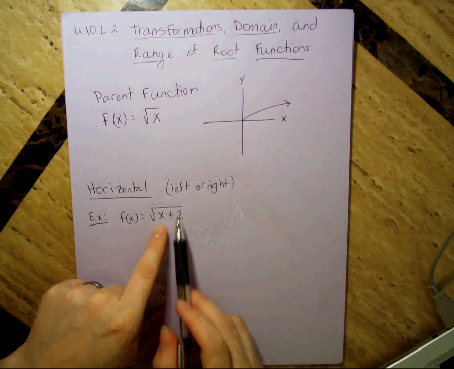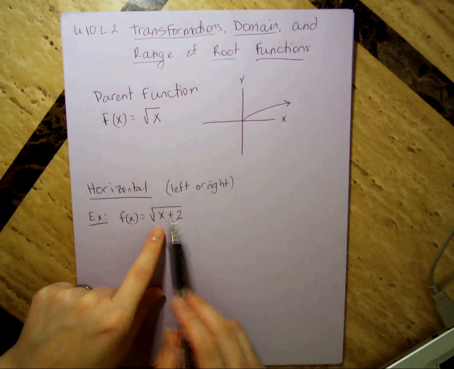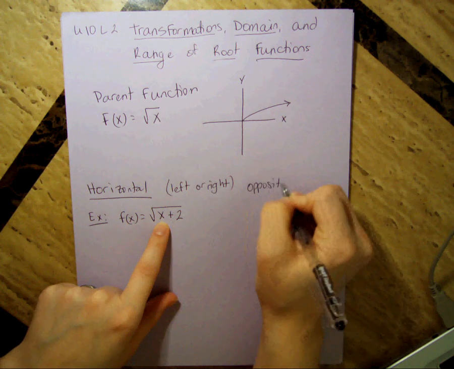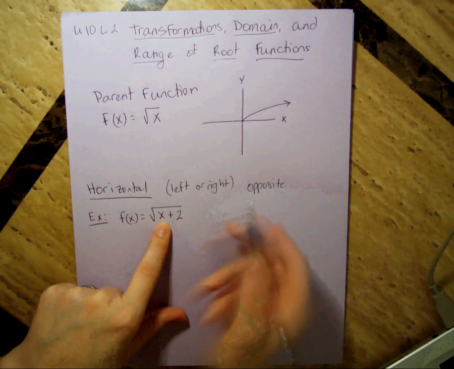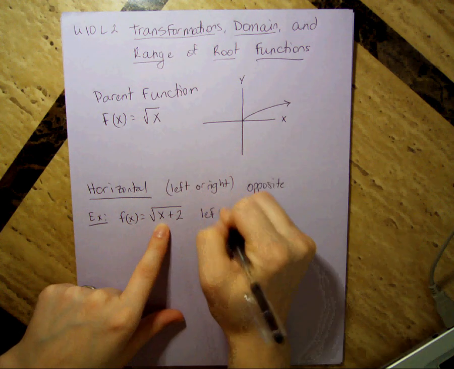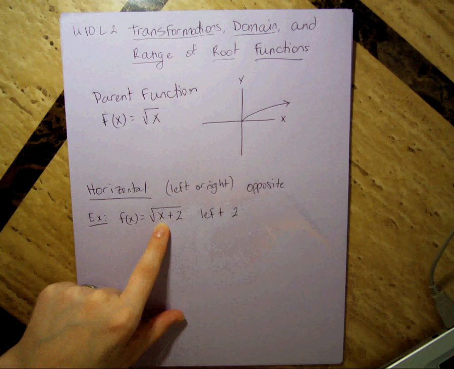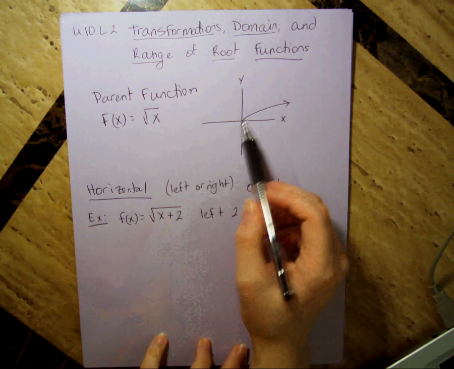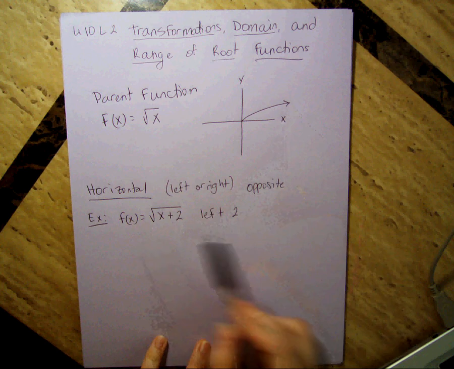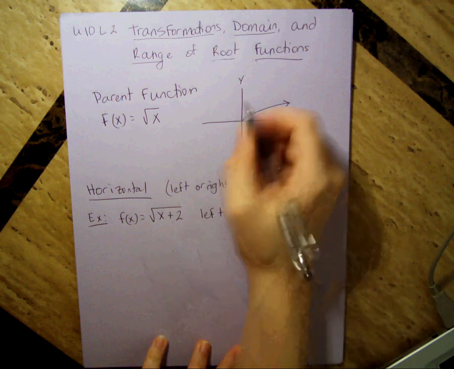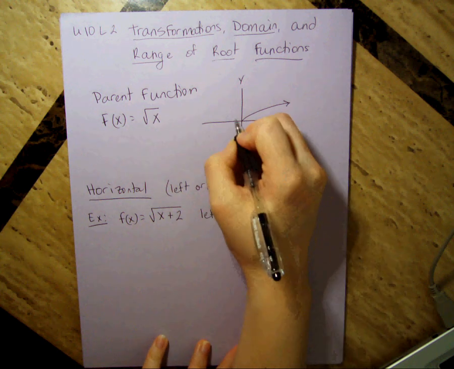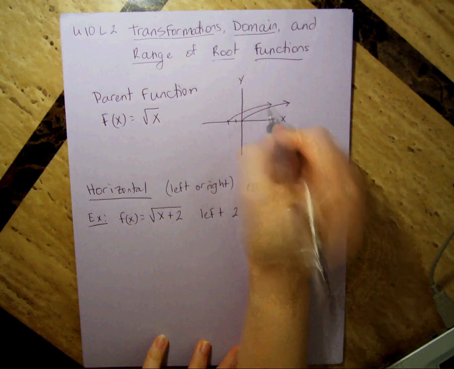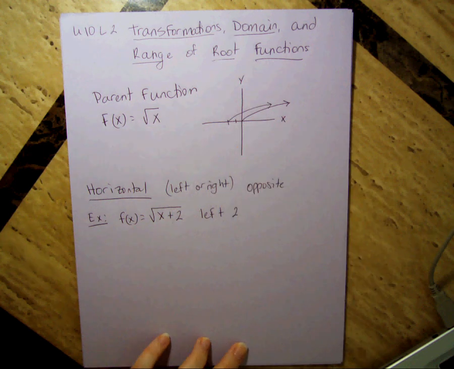And so for a horizontal transformation, remember I just said it's the opposite. And so since this says plus 2, this means that we'll just go to the left 2 units. That's that transformation. And so looking up, here's my parent function, my transformation right here. I'm going to go to the left 2, so 1, 2, and then it makes the same sort of graph. I just shifted it over to the left 2.